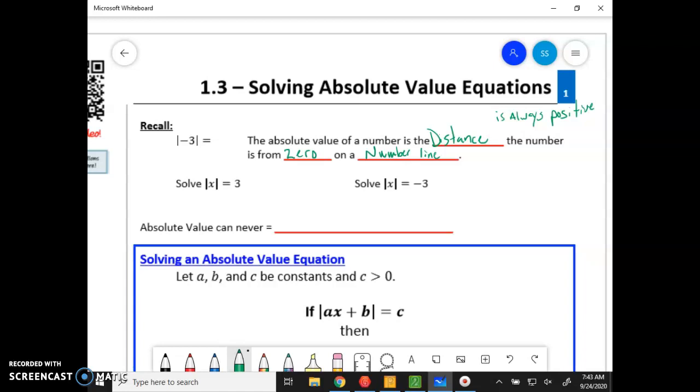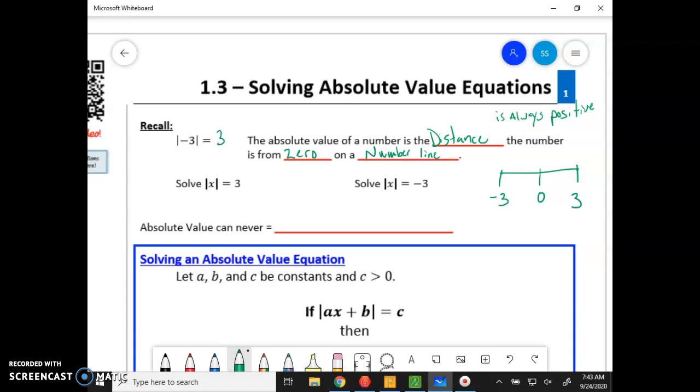You're still going distance. Okay, so if we do a number line, we have -3 and +3. They're the same distance from 0. So distance is always positive, which means absolute value is always positive. So the absolute value of -3 is +3.